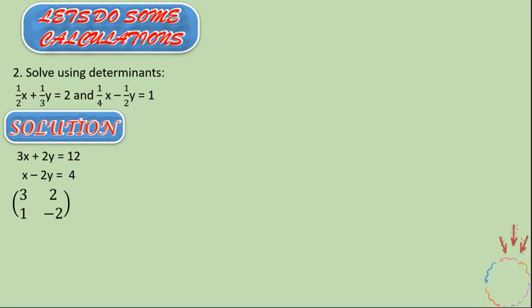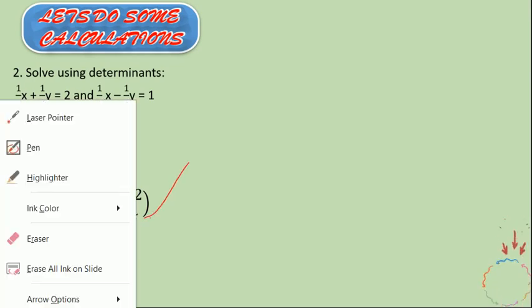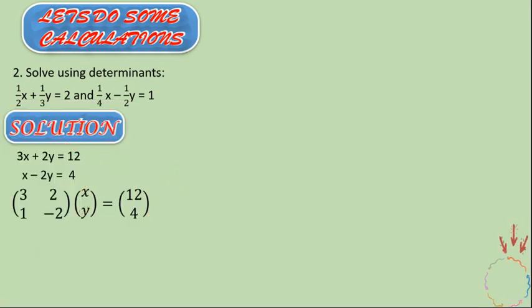Using the coefficient of x here and here, you have 3 and 1. Then using that of y, 2 and minus 2 here, you are going to have this minus 2 and minus 2. So we have formed that. Then using the variables of x and y, we get this. Then this constant value will give us the constant matrix we have there. So now we can start solving this.